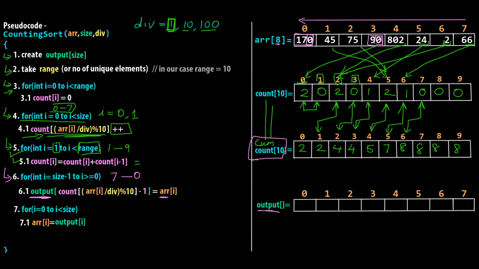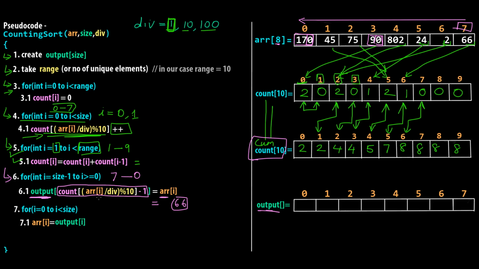Okay. So starting off with the 7th element, we are taking ARR of I, which is ARR of 7. We are going in reverse order. So ARR of I is 66. So for the RHS, we have 66. This 66 is going to be stored at some output location, which is going to be evaluated using this expression, that is count of ARR of I by div mod 10 minus 1.